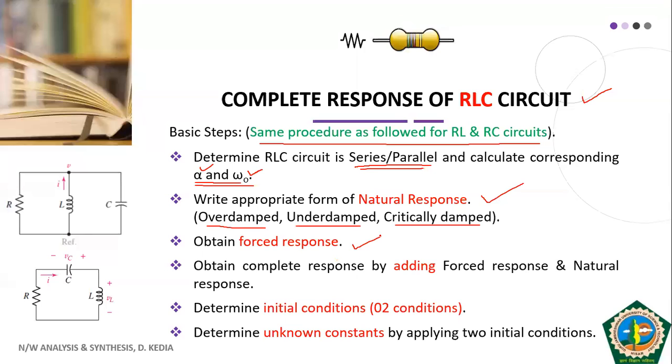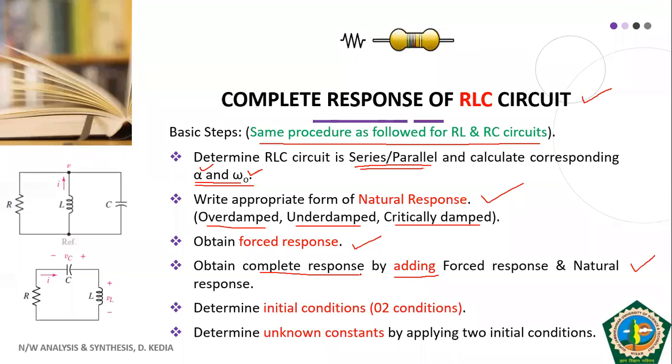After we do that, we will obtain the forced response by assuming the steady state conditions for your inductor and capacitor. We have seen that under steady state, your capacitor behaves like an open circuit and inductor behaves like a short circuit. So by doing that, we will be able to obtain the forced response. After doing that, we'll add forced response and natural response, and that will give us the complete response.